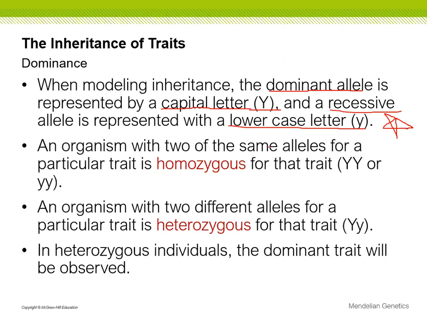If we have two of the same alleles for a trait, we call that homozygous. If you remember, that's the same. So it's pure yellow or pure green. If it's different, it's heterozygous. So it has some yellow and some green in it.